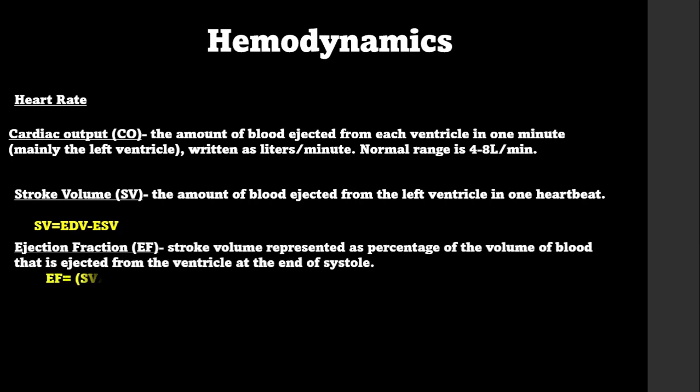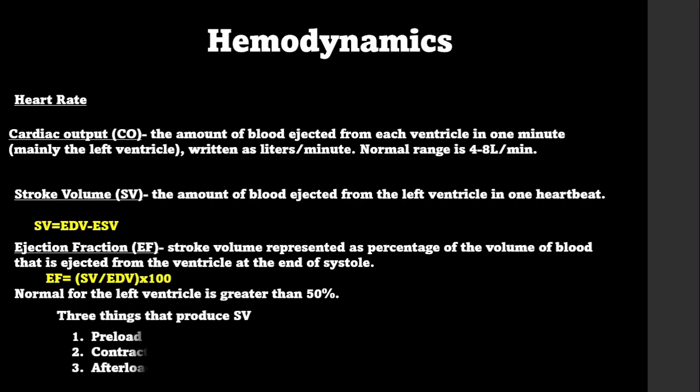A common term we hear is ejection fraction. This value is stroke volume represented as a percentage of the volume of blood that is ejected from the ventricle at the end of systole. Normal for the left ventricle is greater than 50%. There are three main factors that go into producing stroke volume. They are preload, contractility, and afterload.